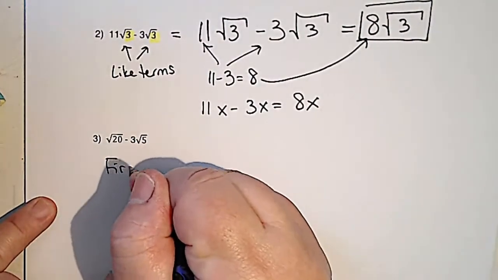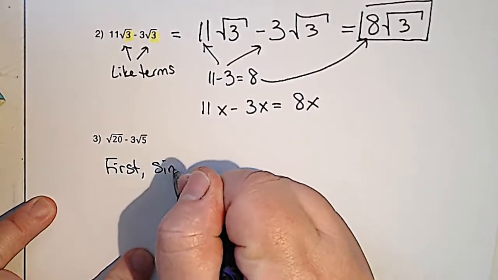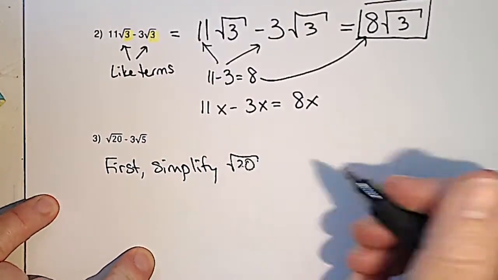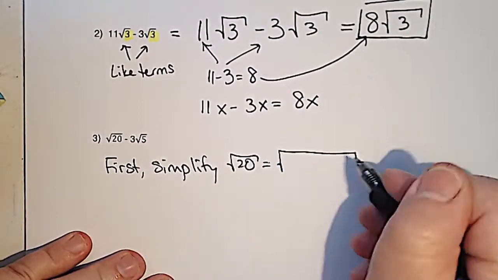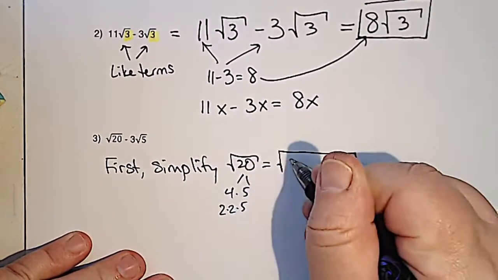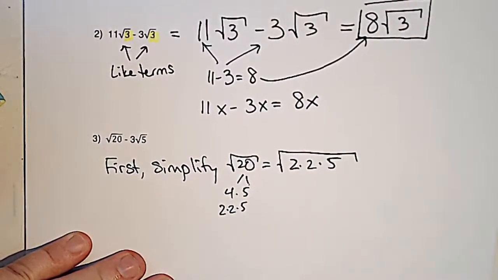So first, simplify radical 20. 4 times 5, 2 times 2 times 5. So it's 2 times 2 times 5.